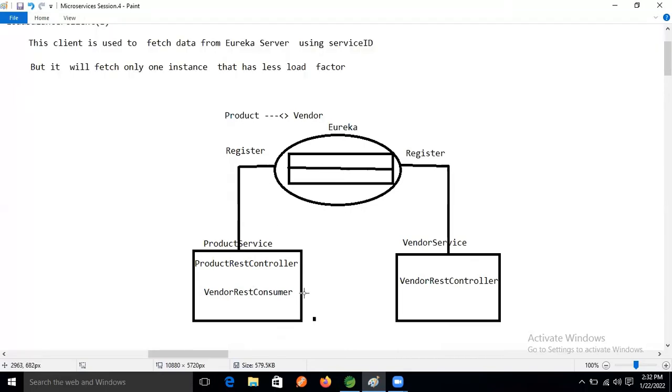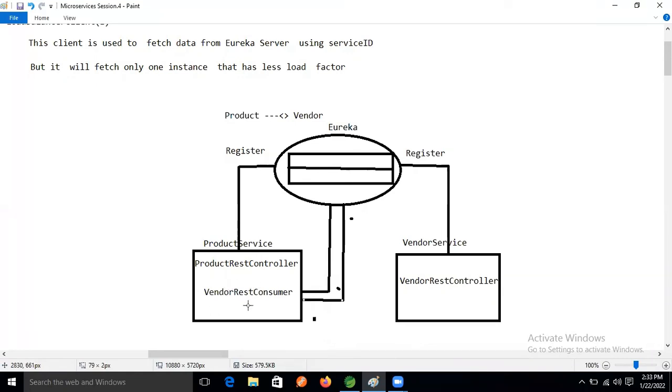So using this load balancer client, what will happen now? Our load balancer will fetch the information from the Eureka server using the find method. Fetch the information from the Eureka server using find. Now it will return.